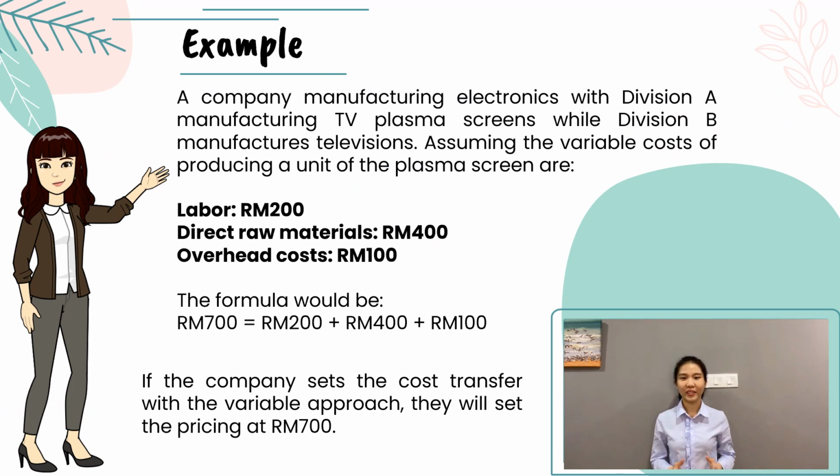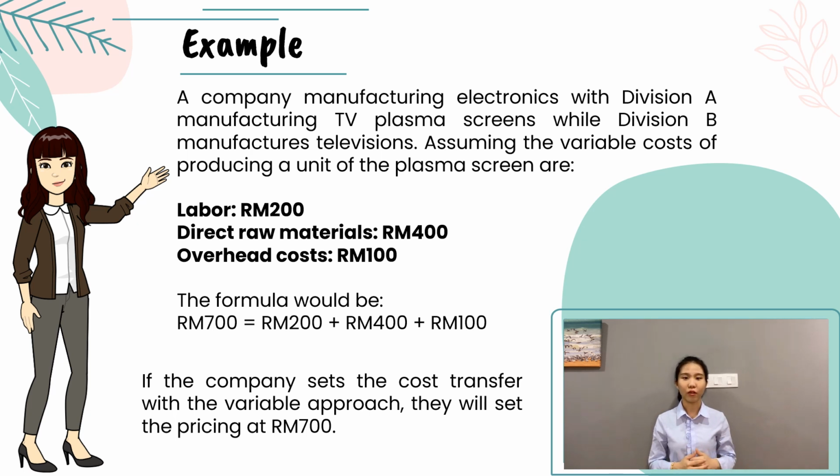Now we look at another example. A company manufacturing electronics has division A, which manufactures TV plasma screens, while division B manufactures the television.